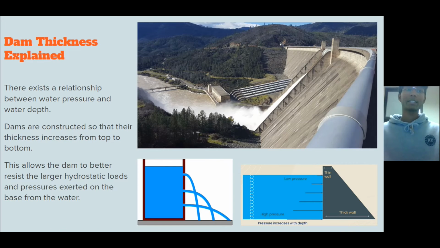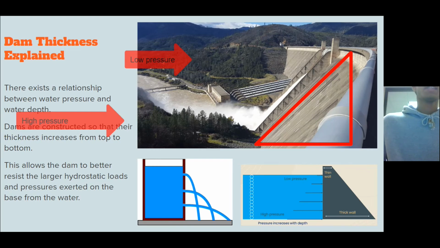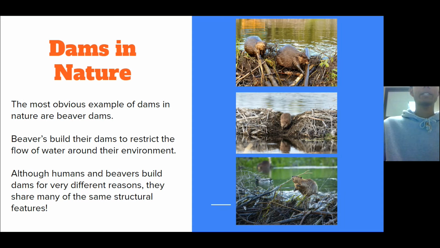Okay, so dam thickness explained. In your previous activity, you should have learned about the relationship that exists between water pressure and water depth. As you can see on the photo on the right, dams are constructed so that their thickness increases from top to bottom. This allows the dam to better resist the larger hydrostatic loads and pressures exerted from the base of the water. So dams in nature.